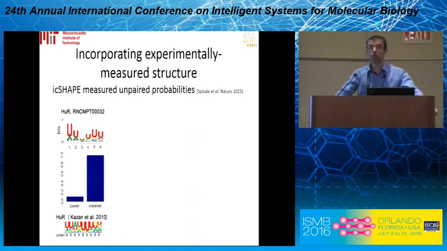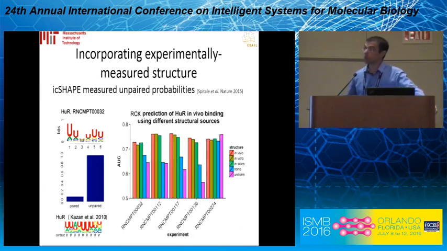The only protein that was in the overlap between the RNAcompete study and the icSHAPE data was the HuR protein, which likes to bind the U-stretch in an unpaired context. It's found by our algorithm as well as by alignment of top-bound binding sites in the RNAcontext study. And here are the results comparing different structure sources.